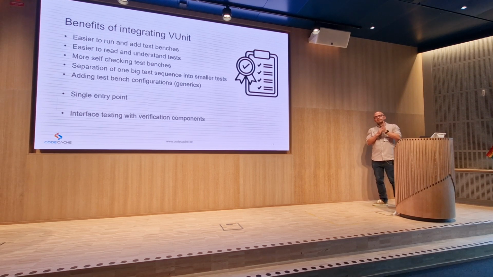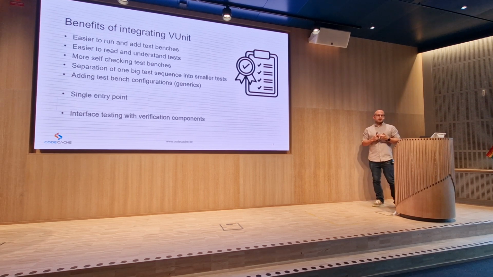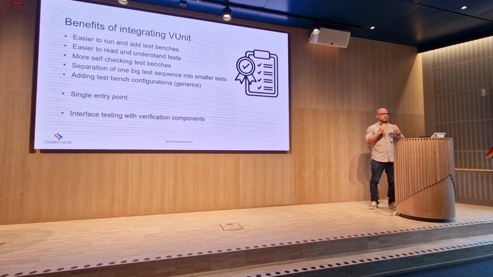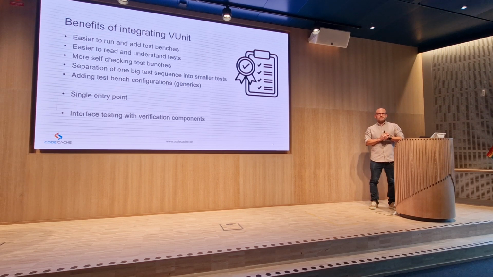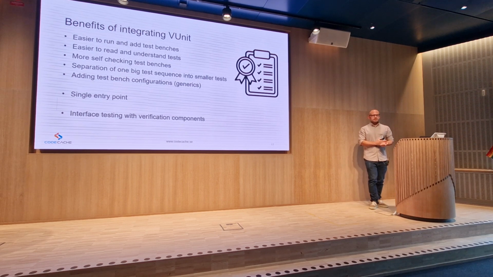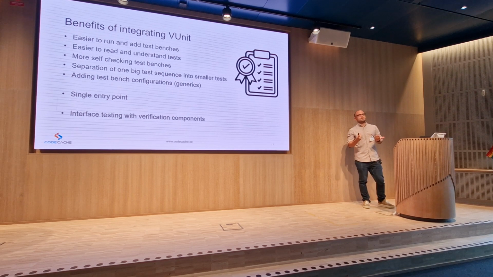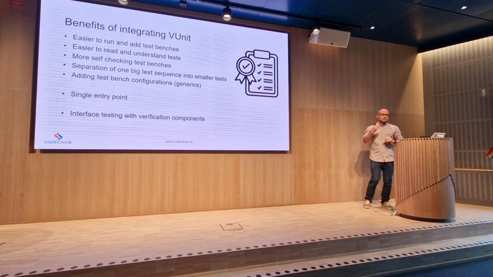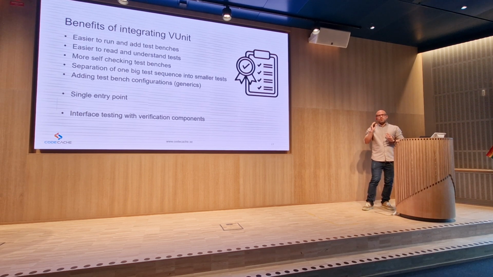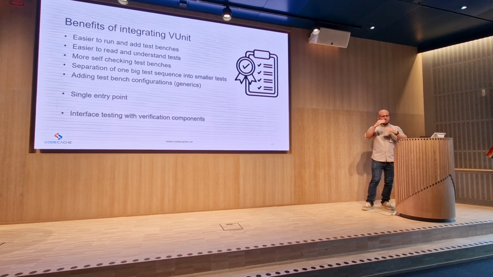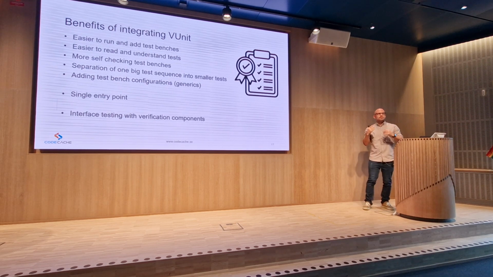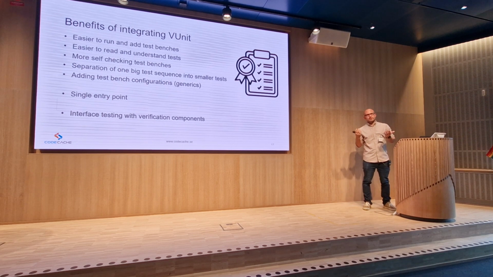So the benefits we got when we were done: we could easily run and add test benches. We could easily read and understand all the test benches, since we had all the tests structured in the same way. We got more self-checking test benches, since it was easier to parse the output and separate the tests into different test sequences. So we got more fine-grained control of what parts of the test failed, instead of having one big monolithic test run where you couldn't intelligently parse which test case was failing. So now that got easier.